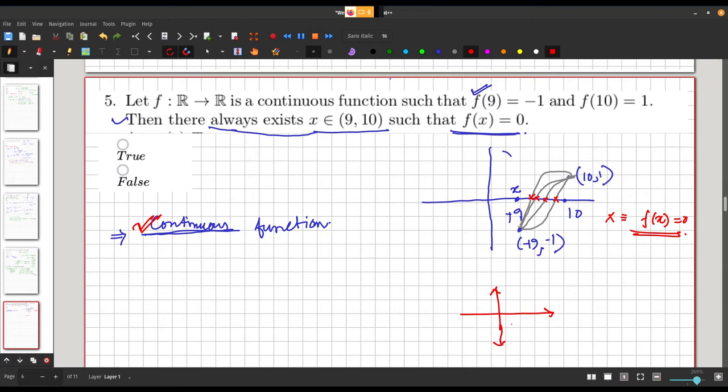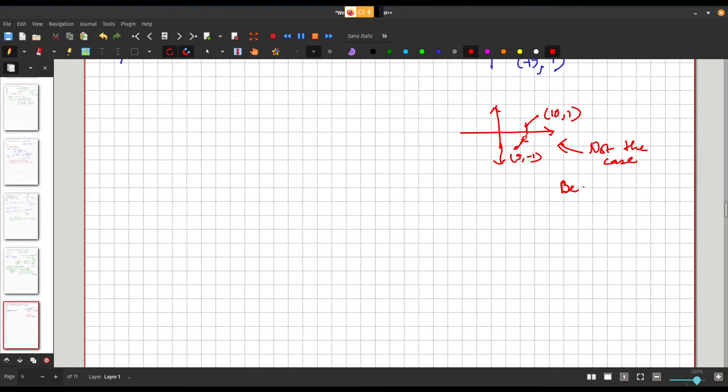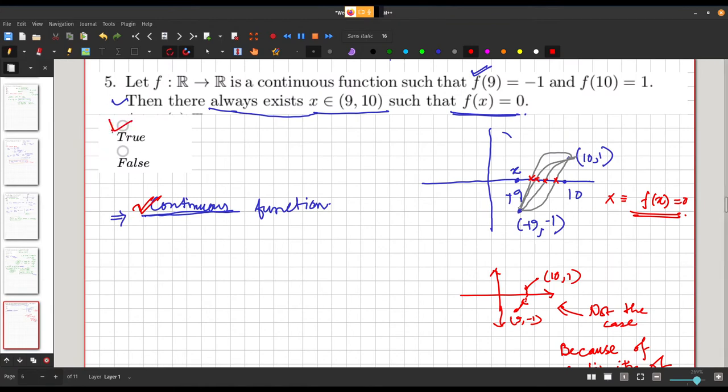For example, from here it could have gone like that, and after that it could have been like this with a discontinuity here. So this is not the case, because of continuity of the function. Okay, so this is true.